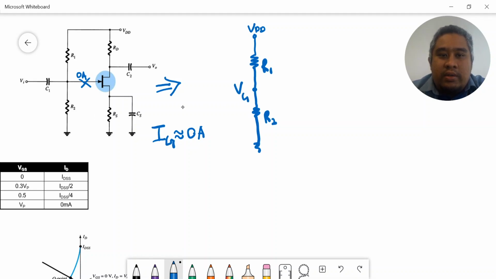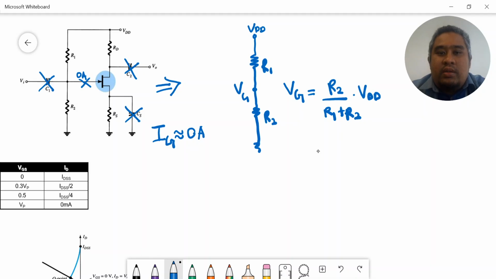So this is our VG. For DC analysis, we replace all the capacitors with open circuits, which means we ignore all the capacitors for DC analysis. And then for VG, we just use the voltage divider rule: R2 over R1 plus R2 times VDD. Settled. What is the next step? You can refer to the slide.